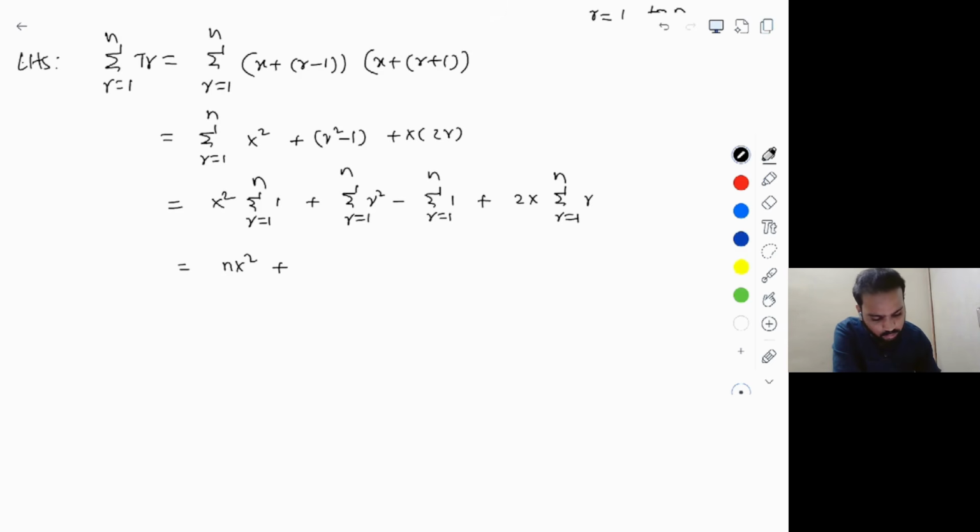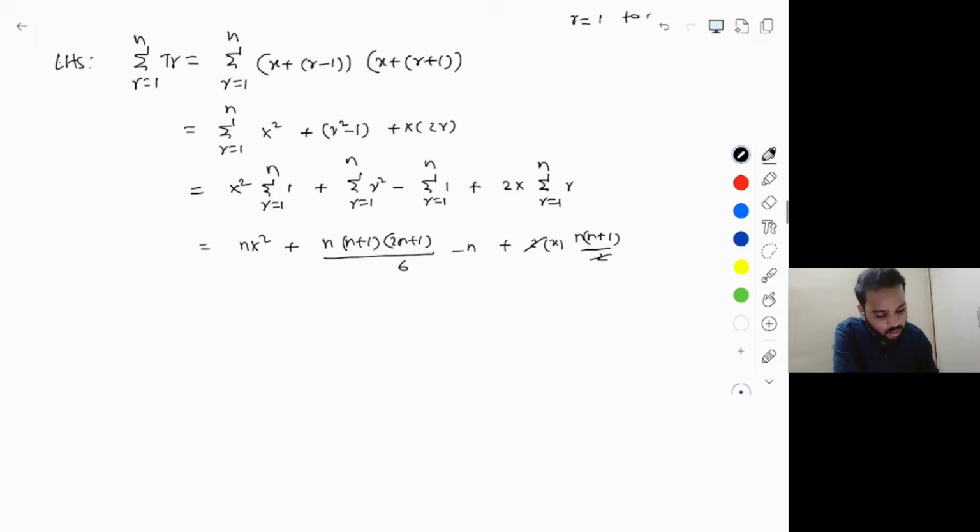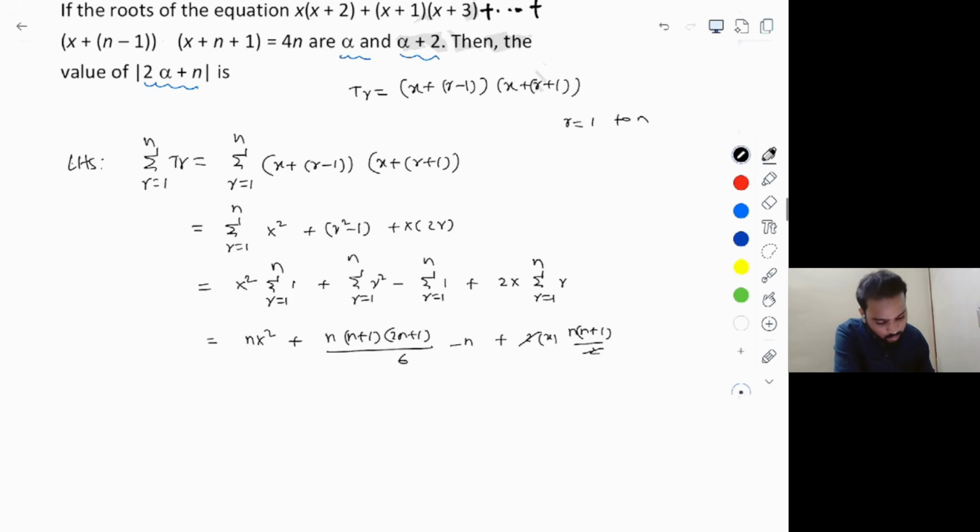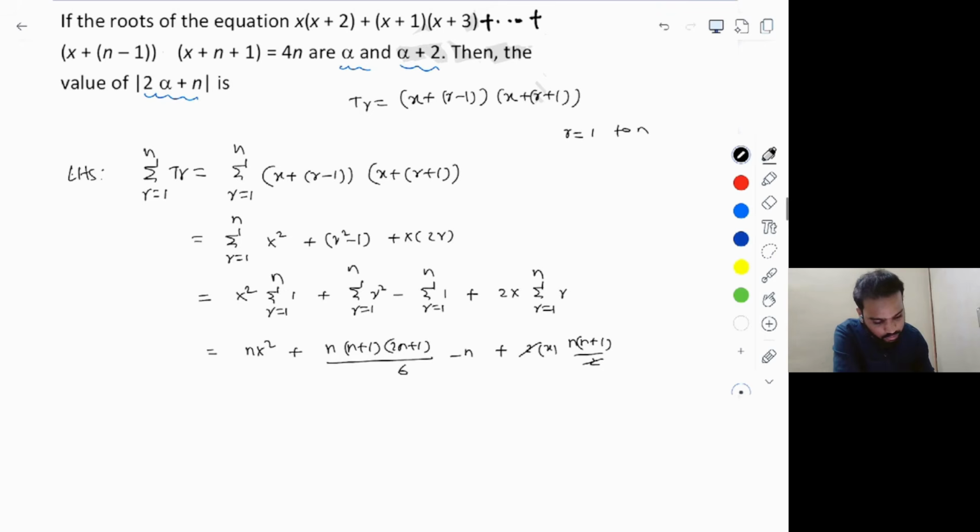And sigma of r squared is what? n into (n + 1) into (2n + 1) divided by 6, minus n, and plus 2 into x into, again, sigma of r, which is n into (n + 1) divided by 2. So this will be cancelled out. And let's write down the proper quadratic equation here, which gives us nx squared plus x times n into (n + 1), and plus the constant term, which is n into (n + 1) into (2n + 1) divided by 6 minus n, and this value is given as equal to 4n.